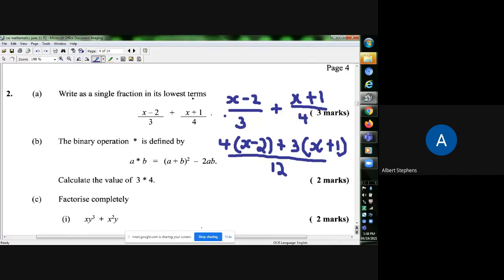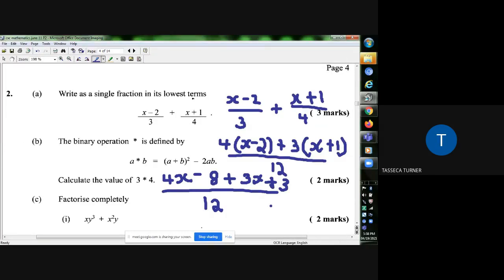So 4 times x is what? 4x. 4 times 2? 8. 3 times x? 3x. 3 times 1? 3. All over what? 12. Everybody following so far? Sir, what I did was 4x and then times take away by 2, and then plus 3x plus 1. I never remembered something for that part there.